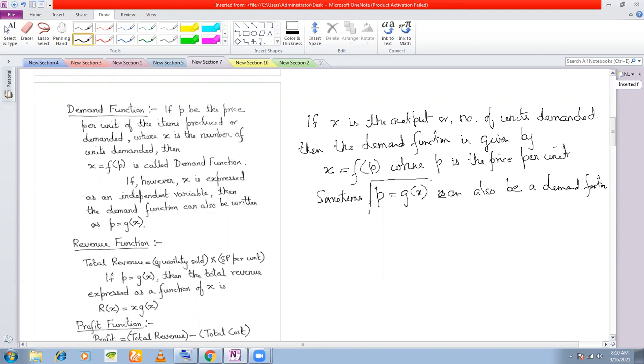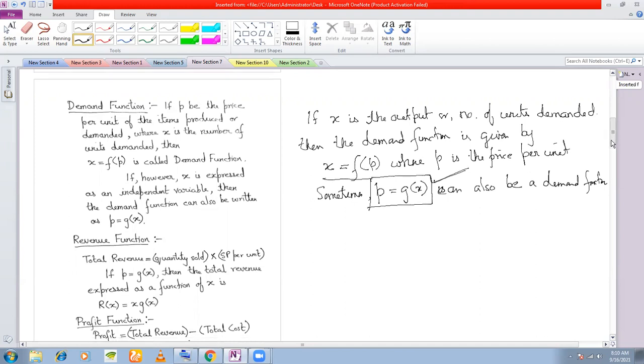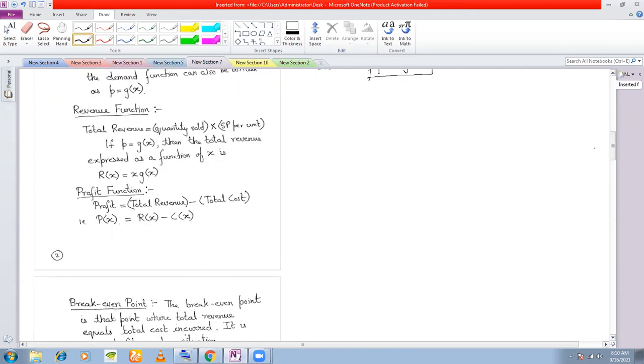Normally you will get p is equal to g(x). In the problems you're going to get p in terms of x. Very hardly do you get x in terms of p. But even if x is given in terms of p, the problem will be such that you will be able to express p in terms of x. This is a more convenient form of the demand function, p in terms of x. Next is the revenue function. Just as you have a total cost function, you have a total revenue function.